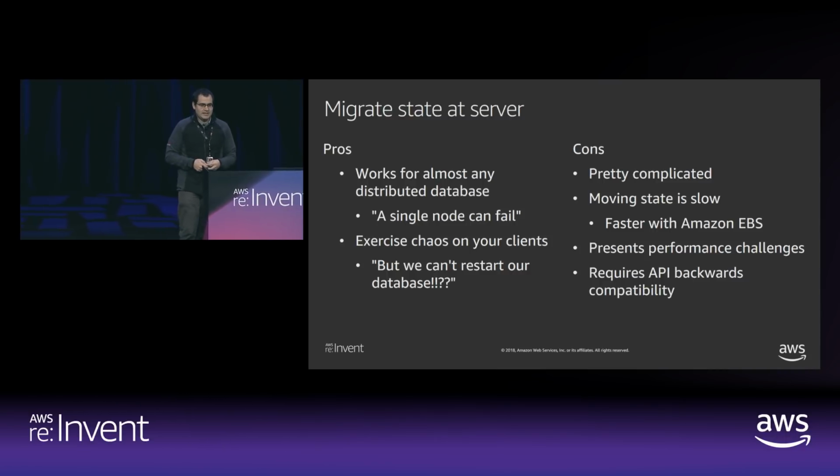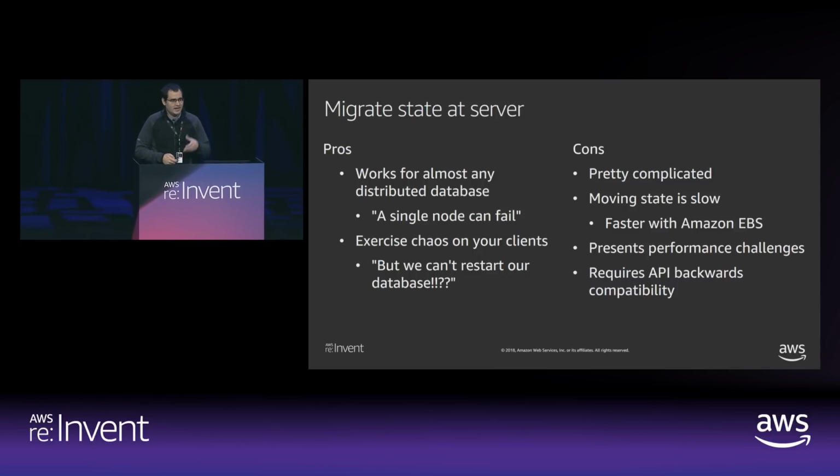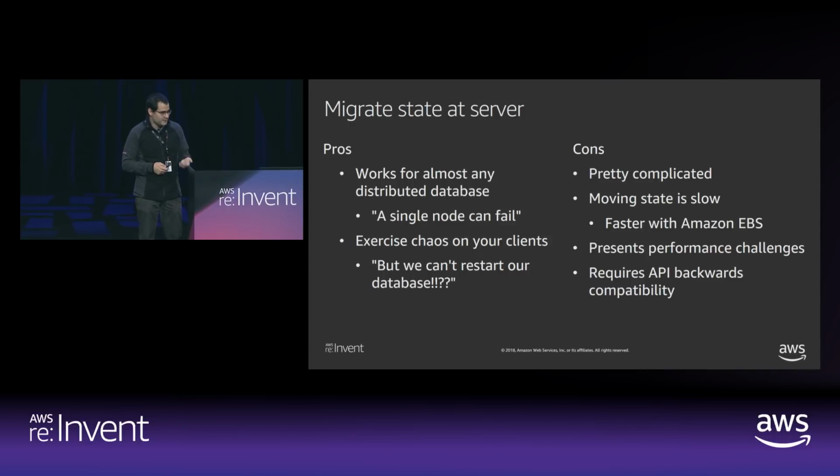But on the drawback side, this system is pretty complicated. It requires complex orchestration. And like I talked about earlier with those data gravity illustrations, moving state is slow. So moving all of that state from one instance to another takes some time. It's much faster with something like Amazon EBS, where you can just detach the volume from one instance and attach it to the other.